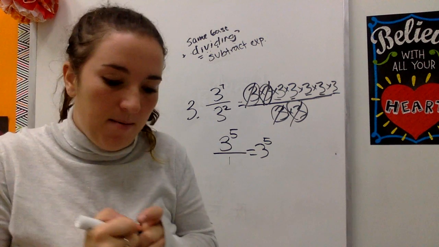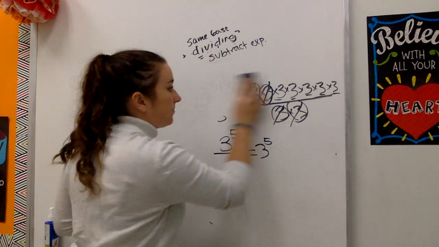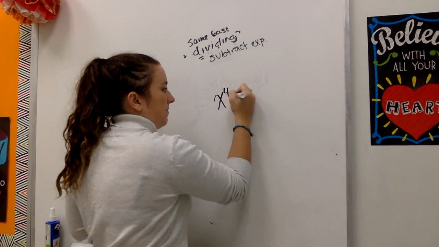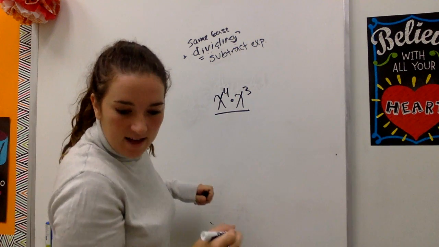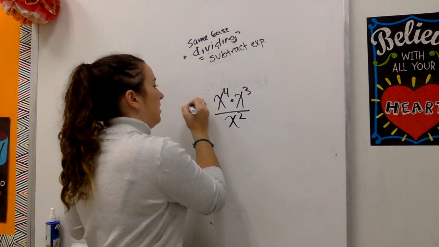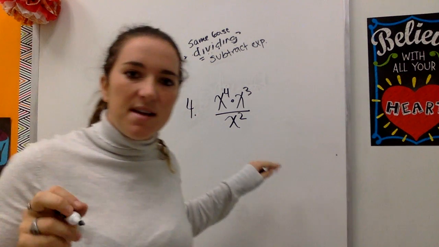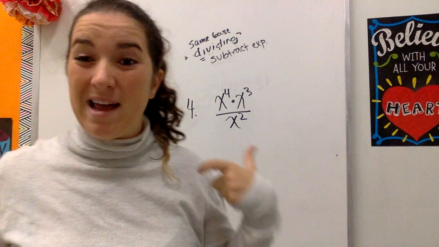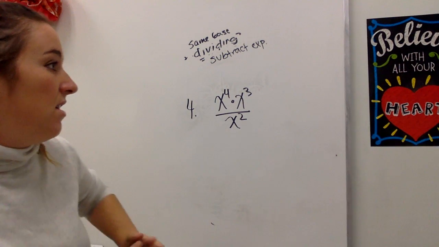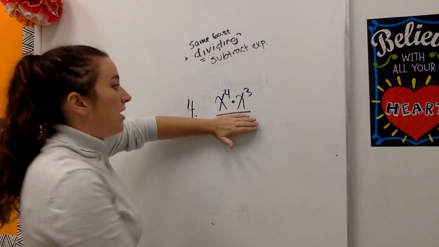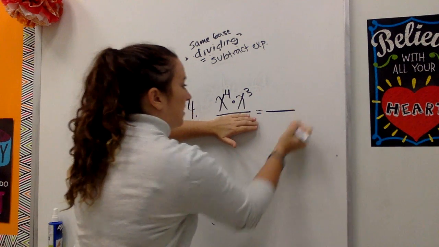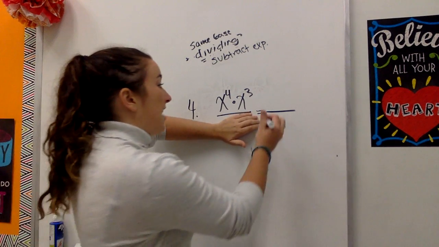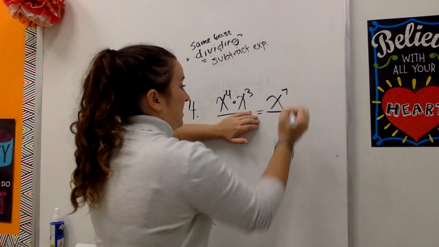So let's try this on one more. This one's a little bit trickier. So I have x to the 4th times x cubed over x squared. So we have the same base in all of our terms, but we're doing two operations, multiplying and dividing. So what do I do first? First, I'm just going to look at the numerator. All right, so here I have the same base, and I have multiplying. I remember that I do what? Yeah, I add my exponents. 3 plus 4 is 7.